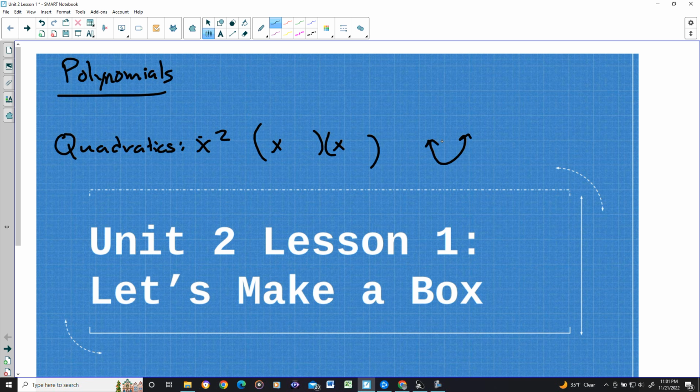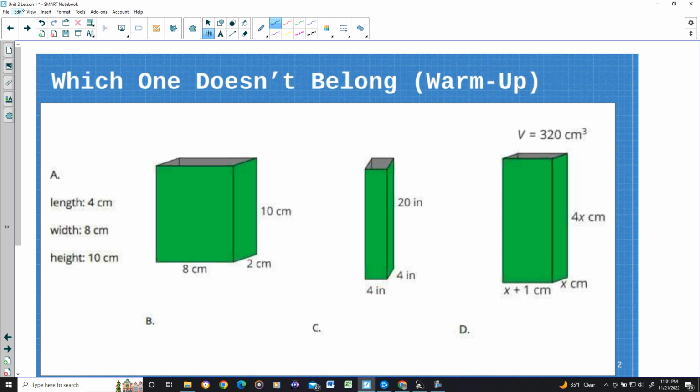We're going to introduce this lesson with a little activity called Let's Make a Box. So, which box does not belong? You know the drill here, folks. Each of these boxes could potentially have something a little different about it. So, what might be different? What jumps out at you?